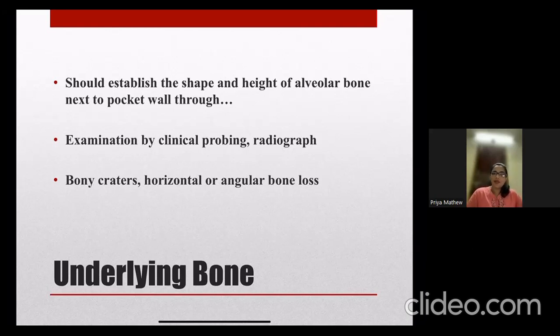Now, what are the methods by which we can correct the underlying bone? If it is a narrow 3-wall defect, we can manage it with bone graft or other regenerative methods like PRF or other aids. If it is a crater or a horizontal bone defect, or a wider angular bone loss, we have to manage it by resective surgical procedures. So in this type, we have reconstructive flap surgery procedures and also resective procedures.